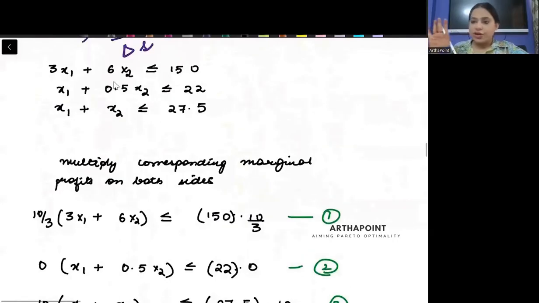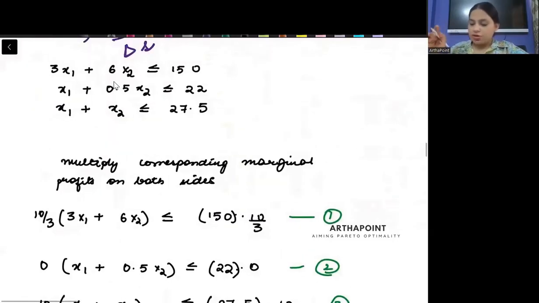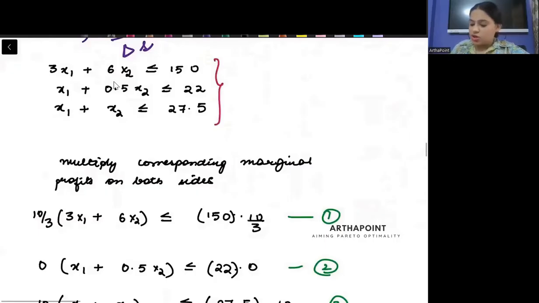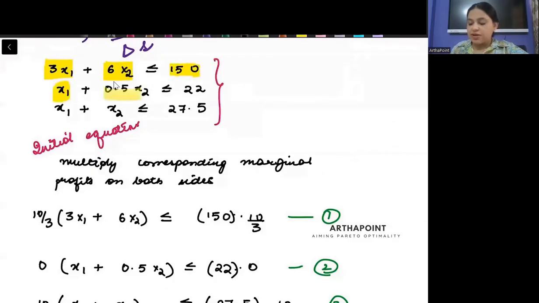Okay. Now try to see. I am doing something very important here. Beta, these were my initial equations. The amount of flour used in cake A plus the amount of flour used in cake B should be less than or equal to total flour. Amount of sugar used in cake A plus cake B less than or equal to total sugar. Amount of butter used in cake A plus cake B less than or equal to total butter. These were my initial equations.